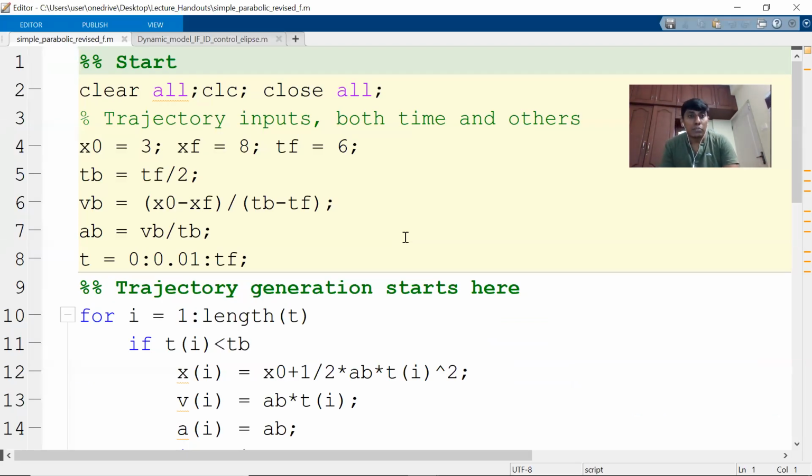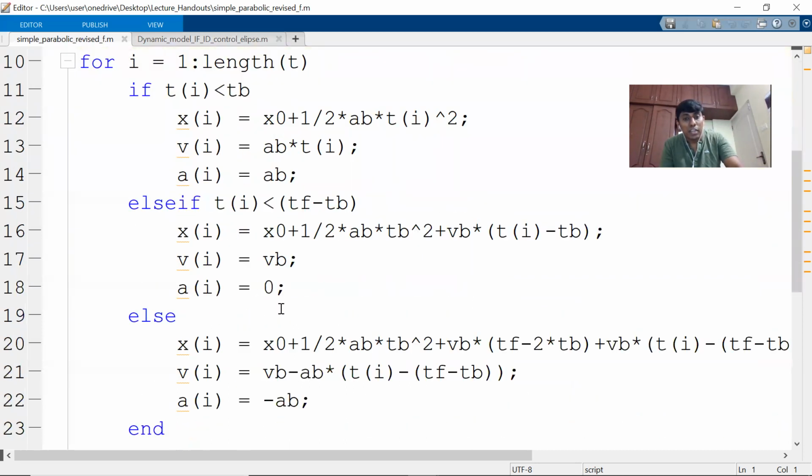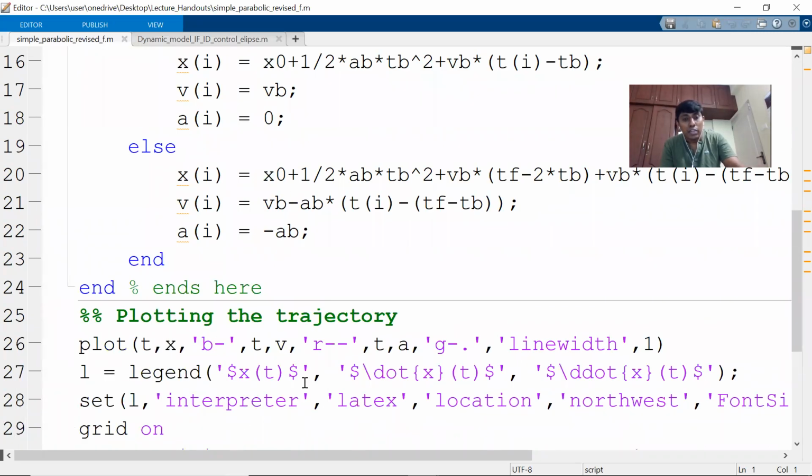The second case I am trying to show, you can see now X naught I have given as 3, and XF is given 8 units, and TF is 6 seconds, and I've taken TB as 3 seconds, and I'm calculating. You can see this is the first condition, and this is the second condition, and this is the third, this is the final one, and then we are plotting.